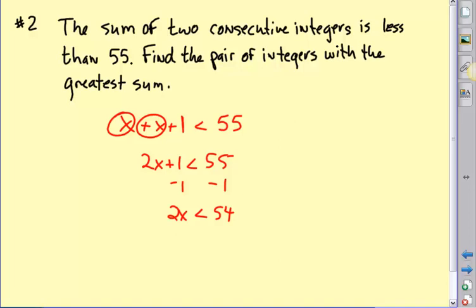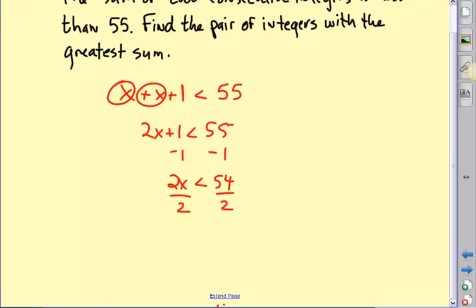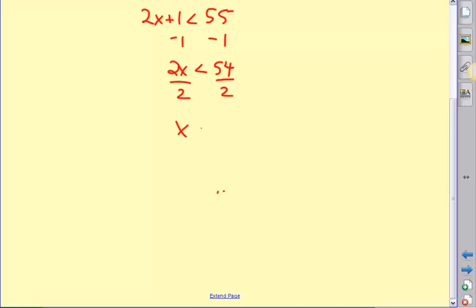Alright, so now I divide by 2. Divide by 2. Now, Duncan, do I need to flip the inequality because I am dividing both sides by a number here? What's the inequality? Do I need to change the inequality sign? No. Why not? Because I'm dividing on both sides. You're not dividing by negative. But I'm not dividing by a negative.